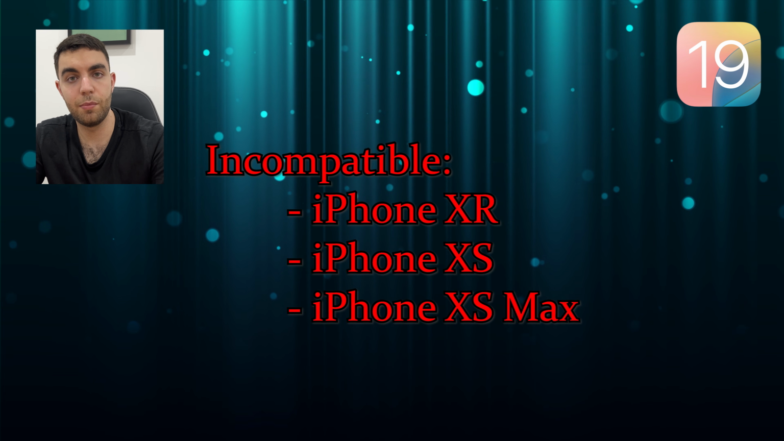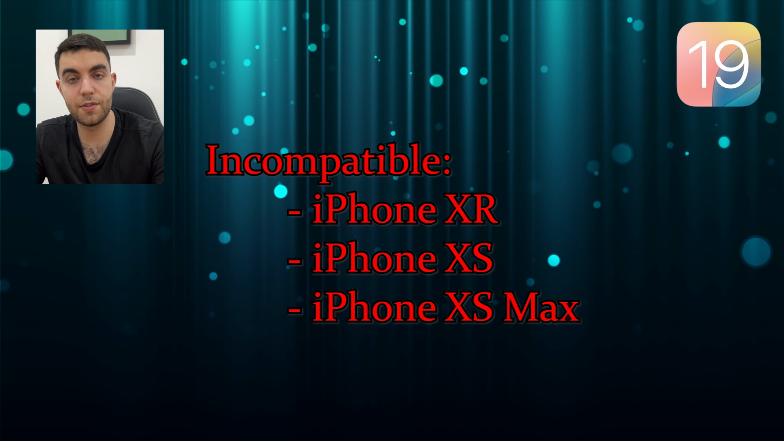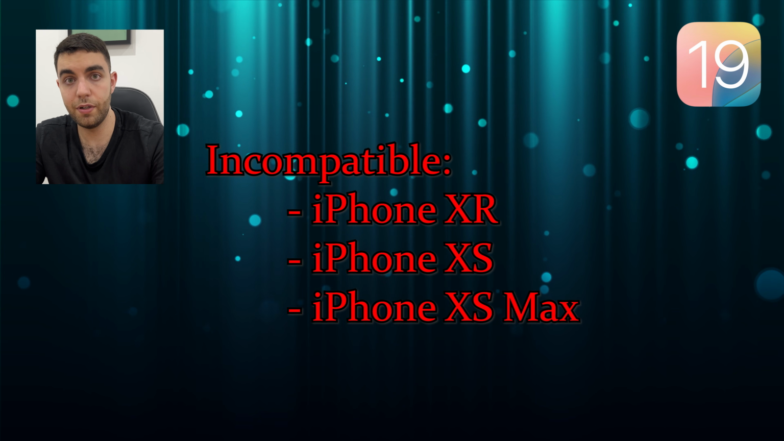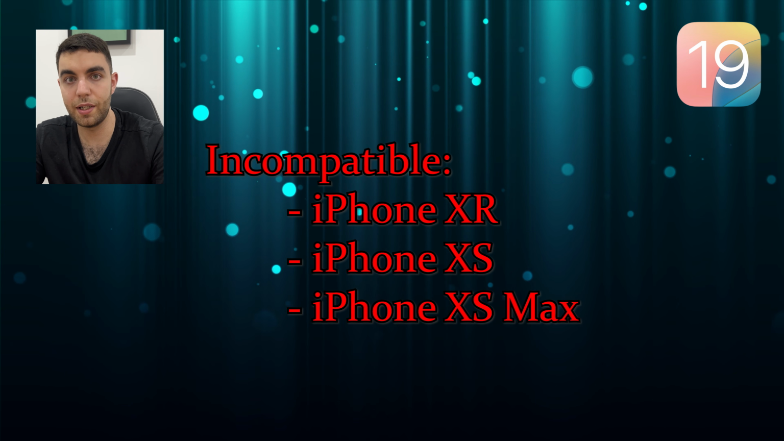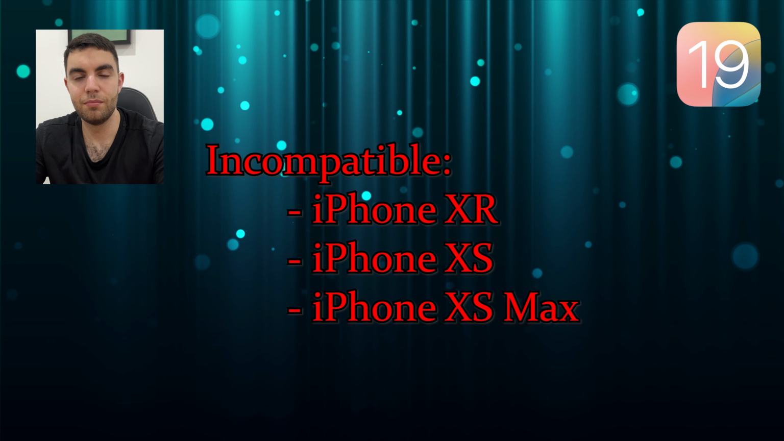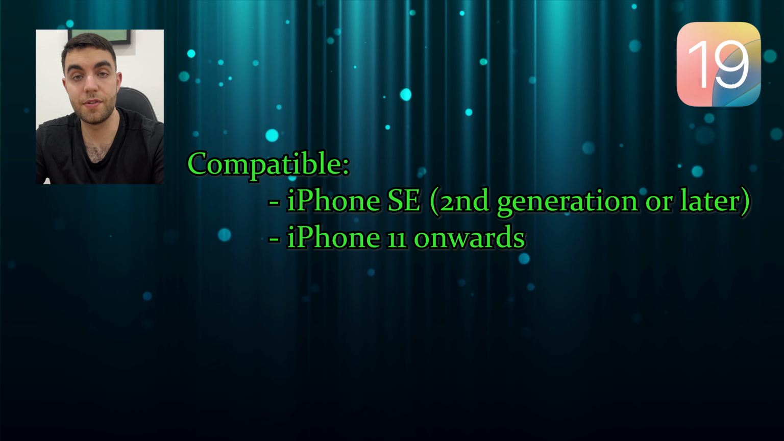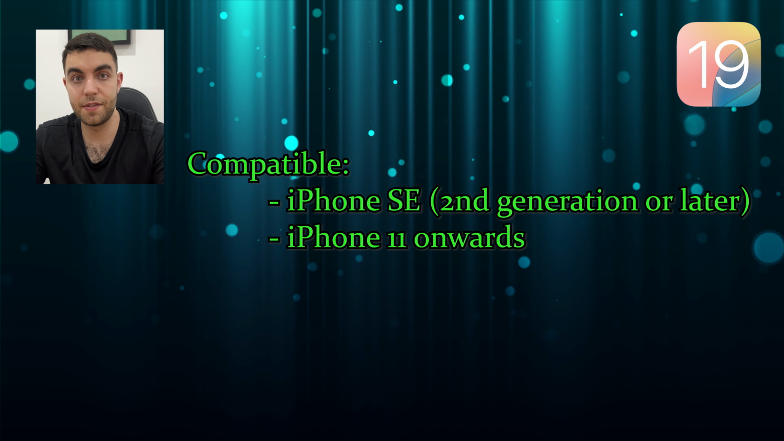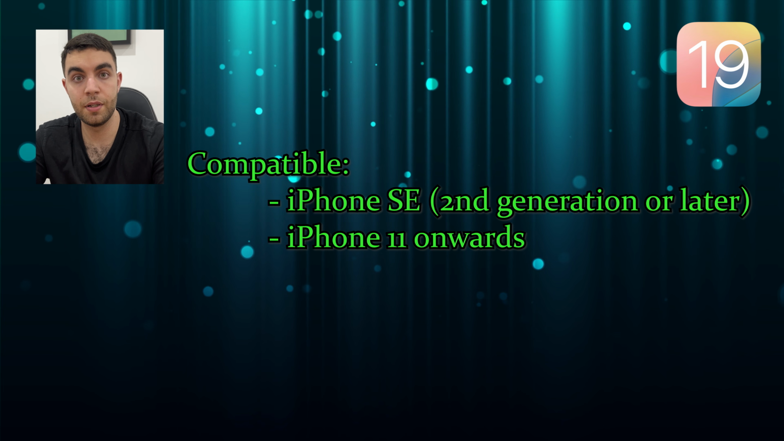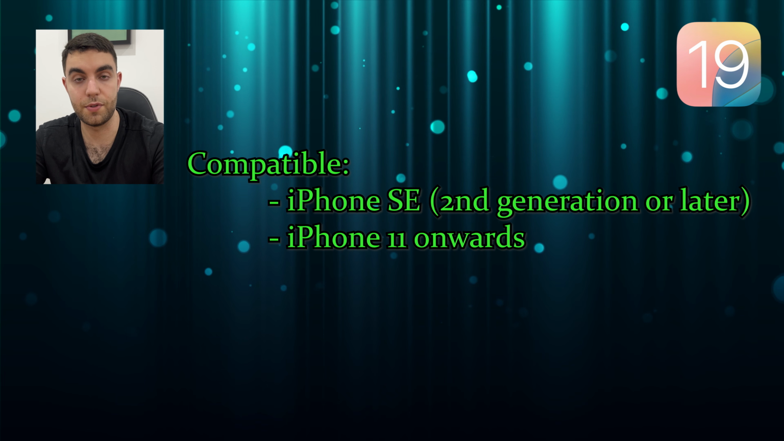Now, which iPhones will be compatible with iOS 19? It seems like iOS 19 will not be available for the iPhone XR, the iPhone XS, or the iPhone XS Max. So if you have one of those phones, iOS 18 will likely be its last major iOS update. On the other hand, iOS 19 is expected to run on all other iPhones that support iOS 18. So that's the iPhone SE 2nd generation or later, and every iPhone from the iPhone 11 onwards.